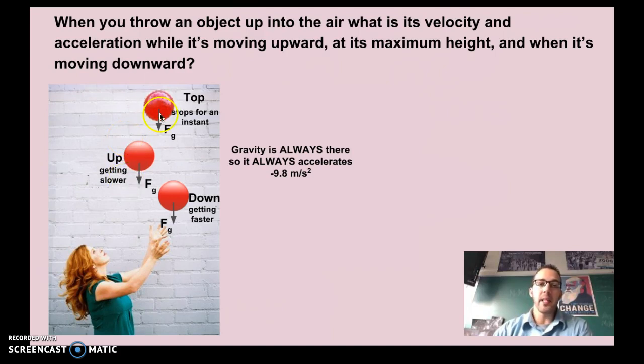At the very top, the acceleration is still downward, 9.8 meters per second squared, and it stops just for an instant in time. The velocity goes to 0 because it has to stop going up before it can start coming back down. As it comes back down, it gets faster and faster and faster, which means that the velocity is downward and the acceleration is also downward because it's always down 9.8 meters per second squared.